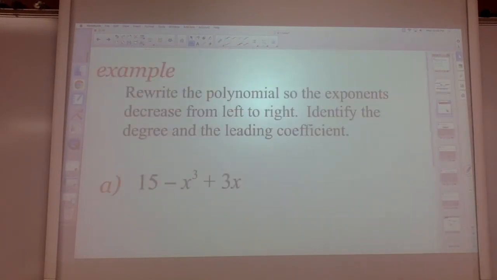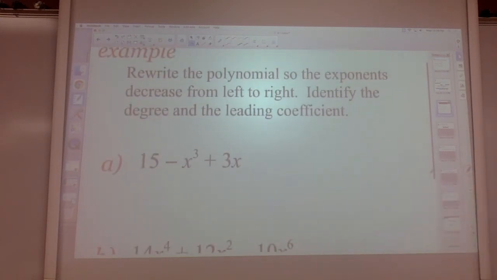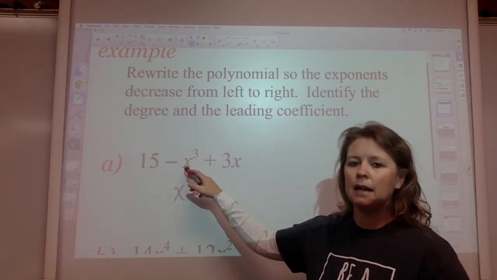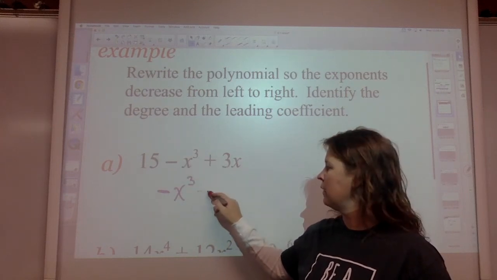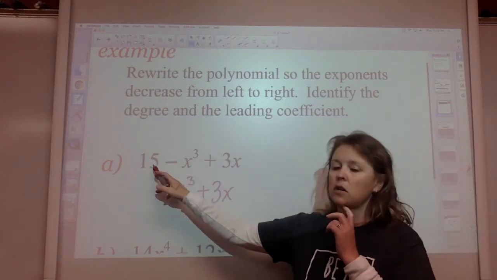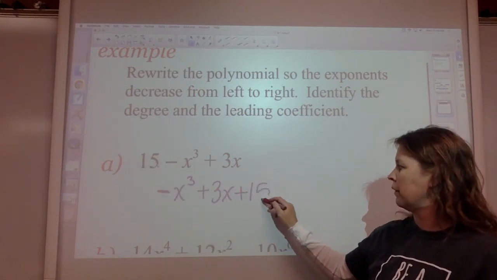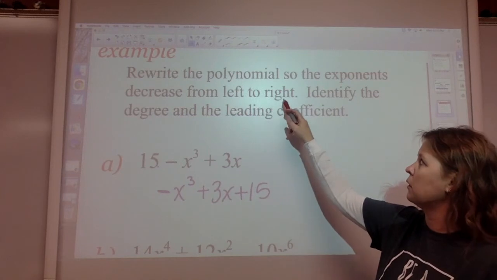All right, example. These would be the directions: rewrite the polynomial so the exponents decrease from left to right. Identify the degree and the leading coefficient. So it's a three-part question. A, there's the problem. If you haven't written it down yet or if you don't have a handout, you're going to have to pause and write it down. It's got to start with its biggest. So we know x to the third is going first, but look at that x to the third. It's negative. So you're going to start with negative x to the third, then move on to your positive 3x, and finish always with the constant term. The constant term goes last, and since that 15 is a positive number, you are going to have to add 15. That satisfies rewrite the polynomial so the exponents decrease from left to right.